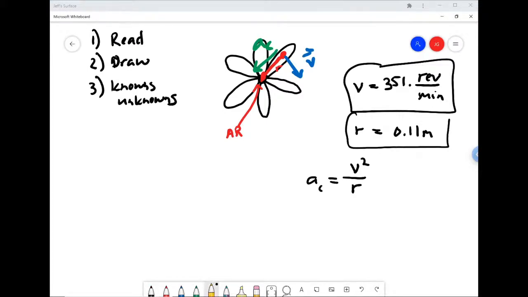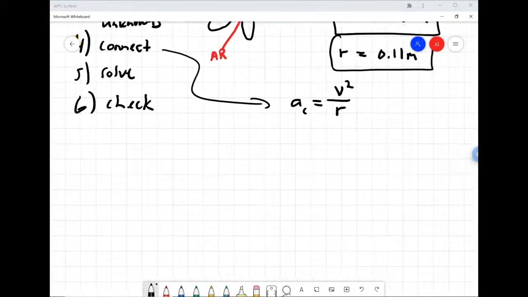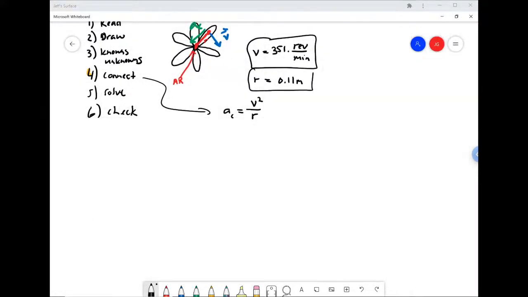So step 4 is connect the knowns with the unknowns. So we did that over here. Step 5, solve. Step 6, check. Okay, if we can. Okay, so let's think about a circle. So we have this point on a circle, on a fan that's going around in a circle.